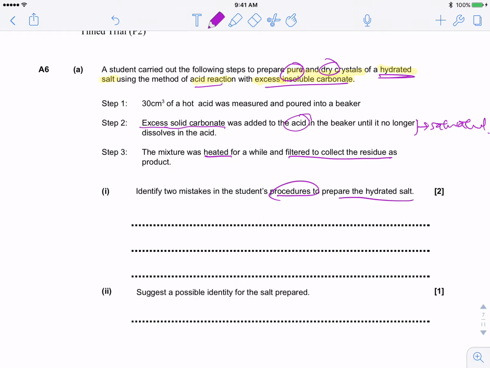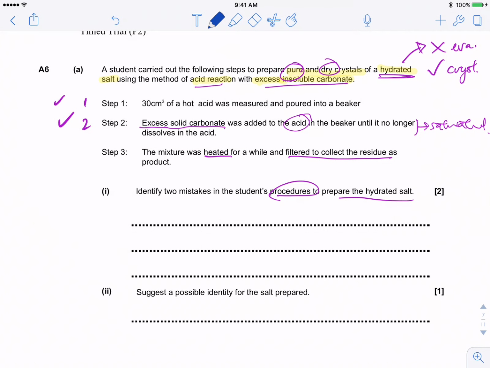So in order for you to do this question, you yourself must know what the steps are to prepare a hydrated salt. Okay, if it's a hydrated salt, it means that we say no to evaporation to dryness. We can only use crystallization. So how can we do crystallization? First, these 2 steps are okay, because we want to have a saturated solution before crystallization can occur.